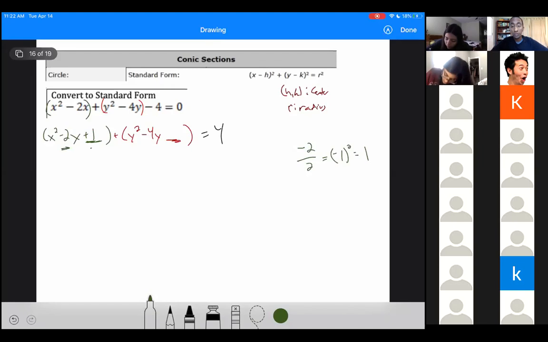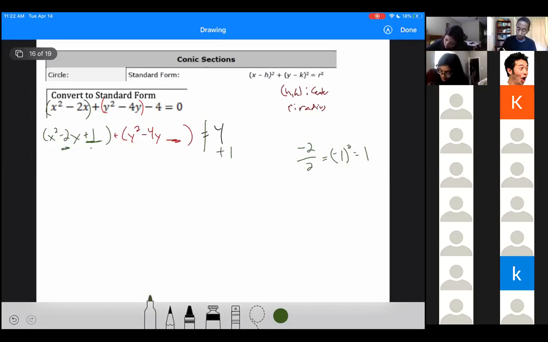And since we added 1, we can't just change the whole equation. We need to keep it balanced. So since we added 1 over here, we can go ahead and add 1 on the other side of the equation. Because this is the equal sign, right? So if you add 1 on one side, you add 1 on the other side of the equal sign so that it's still balanced. We'll leave that as +1 for now.